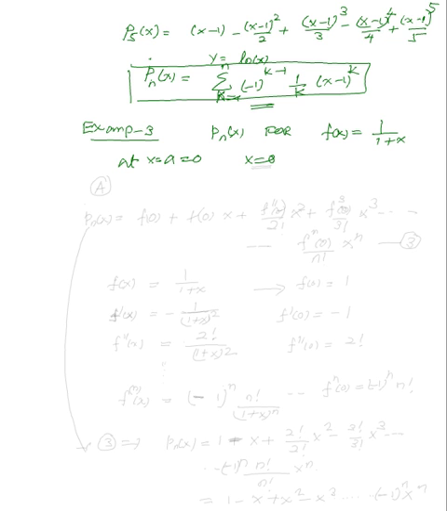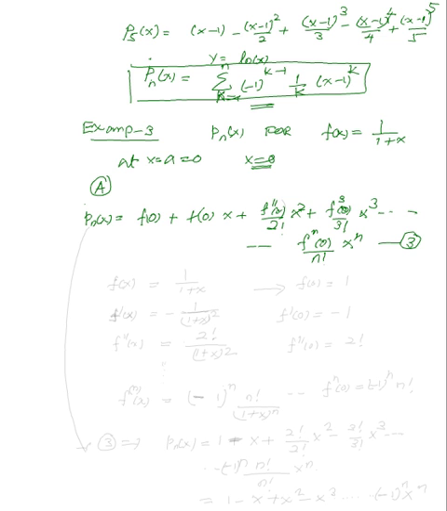So if I substitute a equals 0 in expression A on the first page, I will have Pn of x equals f of 0 plus f prime of 0 times x plus f double prime at 0 over factorial 2 times x squared, plus the third derivative over factorial 3 at 0 times x cubed, and so on until we get to f^(n) at 0 over factorial n times x to the n. Let me call this expression 3.